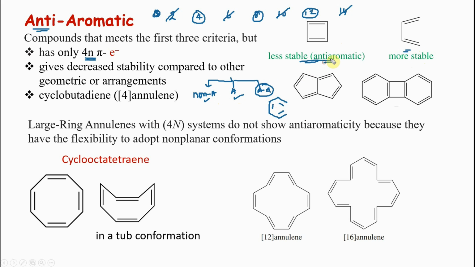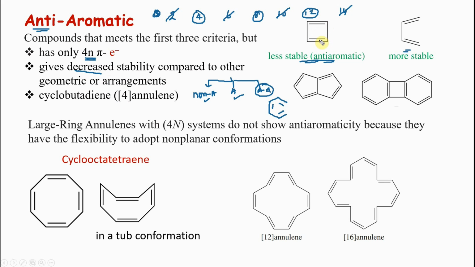So here that is what is anti-aromatic, and you want to be able to say that it has 4n pi electrons. It gives decreased stability compared to other geometric arrangements. In the previous case, for aromatic we saw increased stability, here decreased. First example and the most important example for you guys is butadiene in a cyclic form. Cyclobutadiene. That's this. This is a cyclic compound.